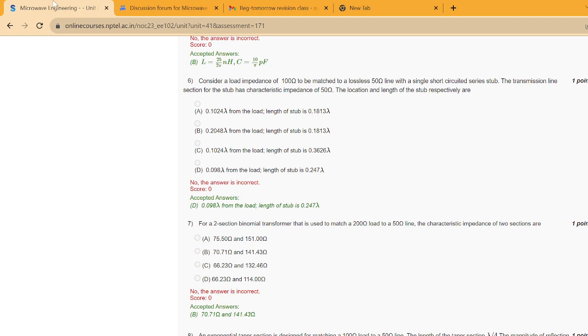Okay, let me first start with the question. So it is a binomial transformer.